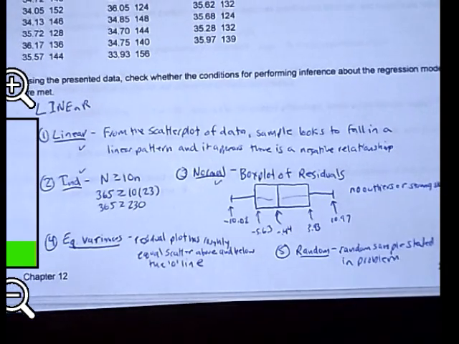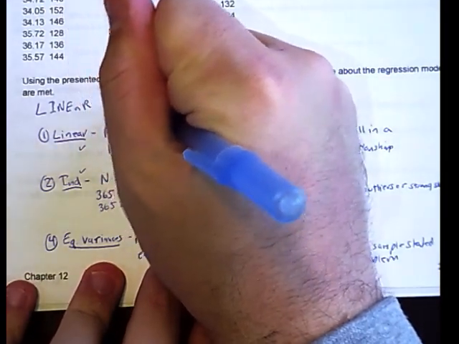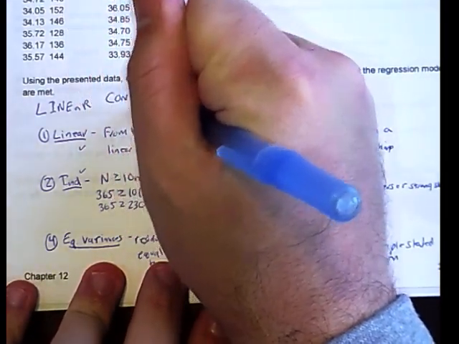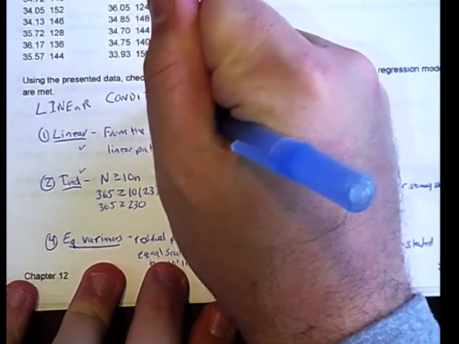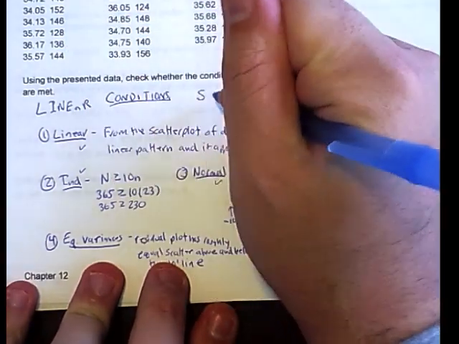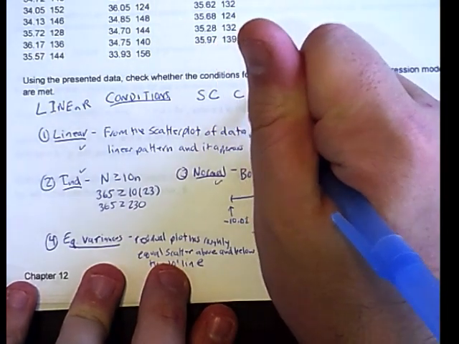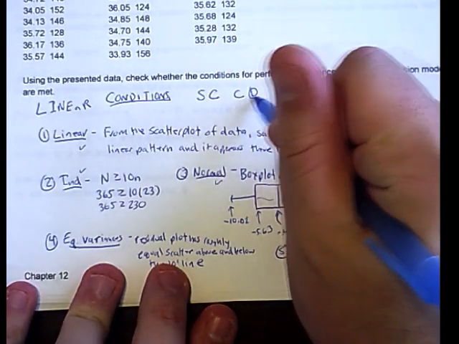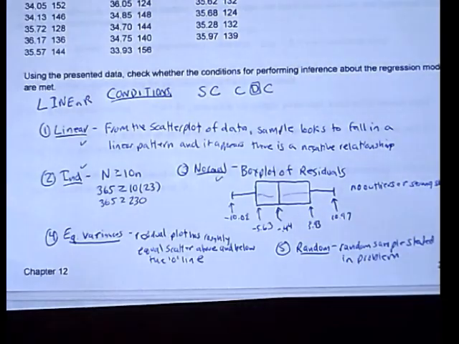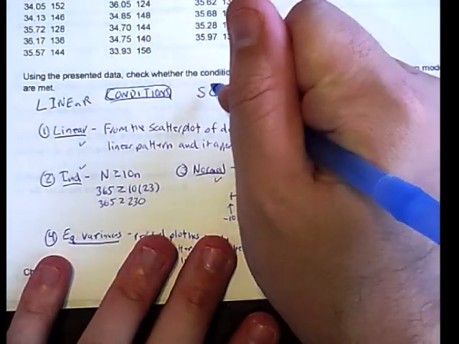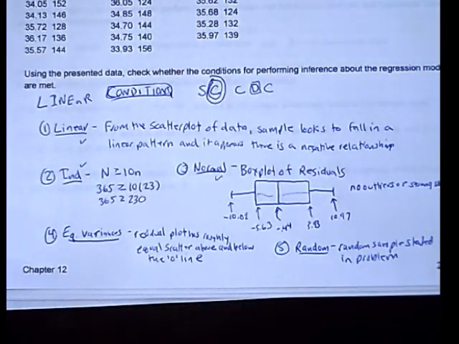So whenever we do inference for regression, these are our conditions that we have to meet. And we're going to follow the same process as we've been following. We're going to do a statement, we're going to check conditions, then we're going to do calculations, make a decision if it's a hypothesis test, and then go on to conclusions. So these conditions apply to this right here, the second C, or the first C.